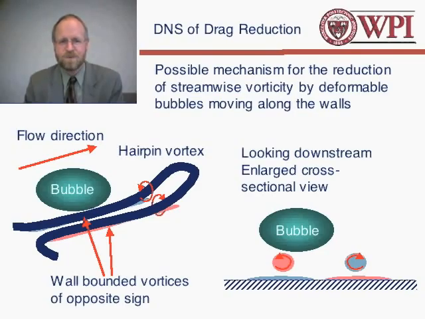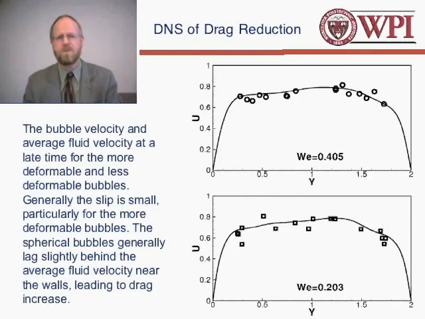Obviously, for this mechanism to be effective, the bubbles really have to be of the order of the separation between the vortices, and that's why we believe that the bubbles have to be reasonably large for this mechanism to work. We also believe that they have to be deformable so they can slide over the vortices and push them toward the wall. So we think we understand why the deformable bubble caused drag reduction. The bubbles slide over the hairpin vortices next to the wall, force them toward the wall, and the vorticity cancels. But why do the spherical bubbles cause drag increase?